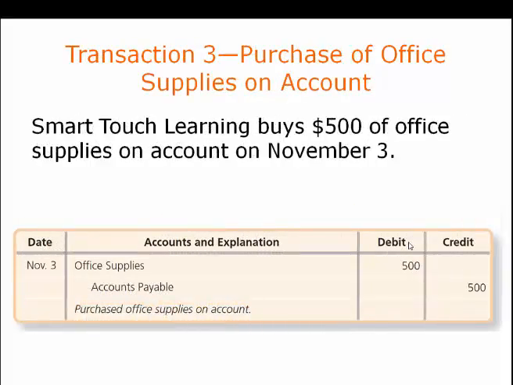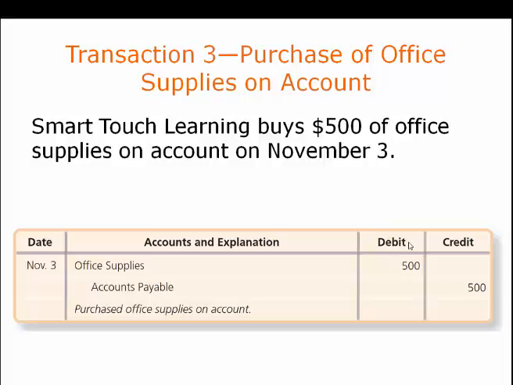Next transaction. Smart Touch Learning buys $500,000 of office supplies on account on November 3rd. When you read something that says on account, it's either going to be accounts payable or accounts receivable. Accounts payable is what you expect to pay, and accounts receivable is what you expect to receive. In this particular instance, Smart Touch expects to pay somebody sometime in the future. So that's a liability, just like your credit cards are a liability.